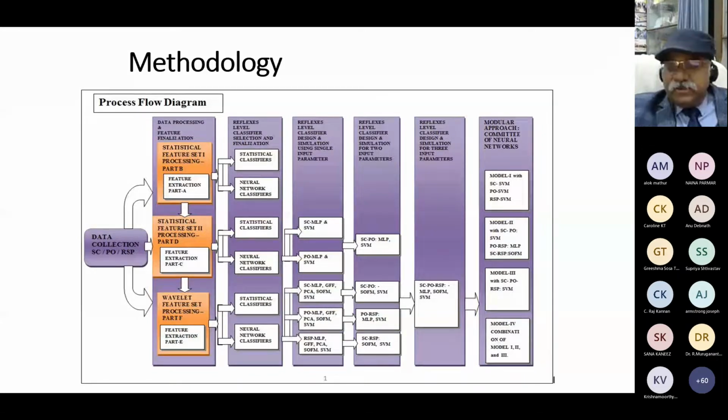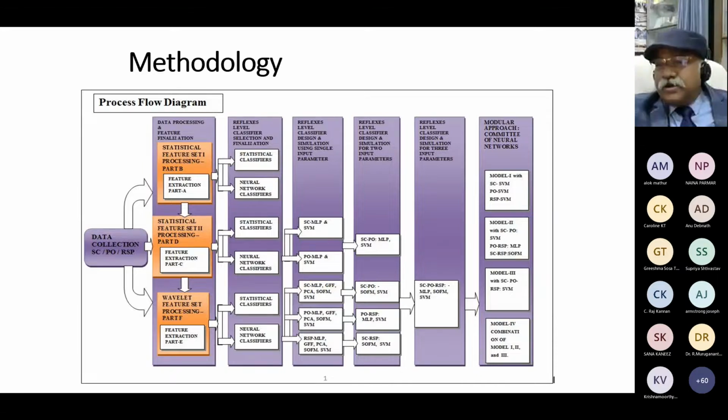The feature set 3, which was the wavelet feature set. So again, two kinds of classifiers. So single classifier with a single sensory signal: MLP, GFF, PCA, SOFM, SVM, and double signal mixing, say SCPO, SOFM and SVM, then PO, RSP, MLP, SVM, SC. These are the models which perform best, and that's why they are going ahead. And finally, all mixed together, SCPO, RSP together, MLP, SOFM, SVM could give the best.